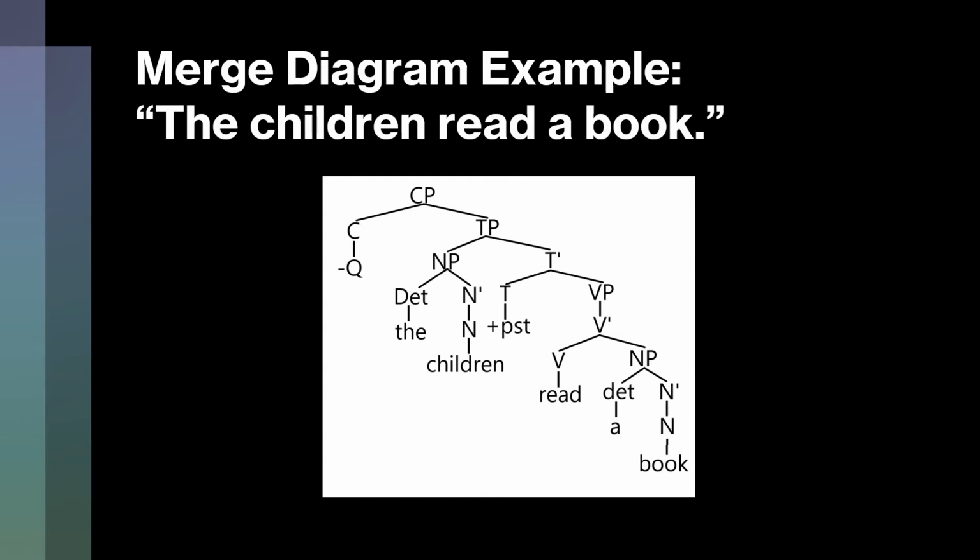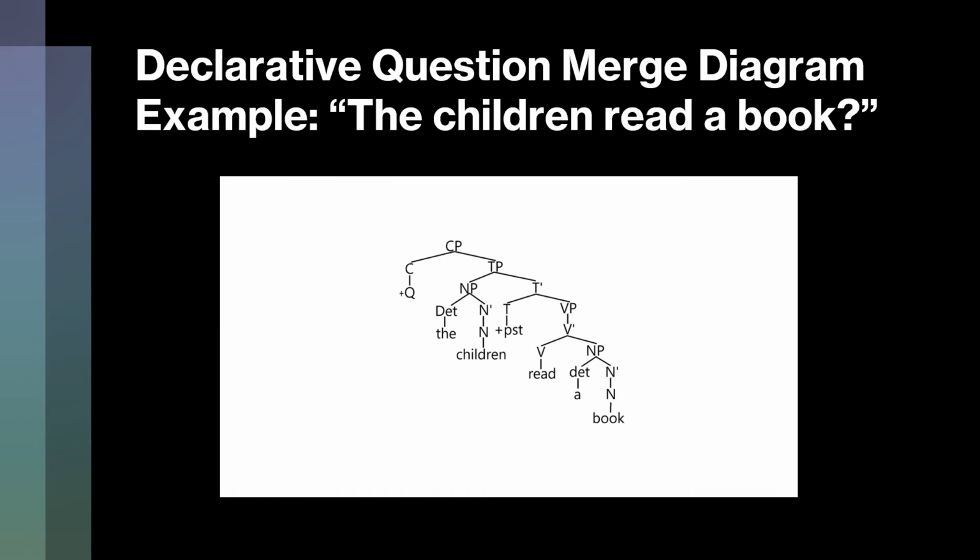Okay, so hopefully you watched the first video or understand syntax sufficiently enough that you could create a diagram like this of a simple declarative sentence like the children read a book. So the children read a book, not a question, it's a declarative sentence, so negative Q. And with our noun phrase and our verb phrase through the tense head, creating the sentence, the children, and then read a book. If you cannot do that, you should go back and watch the first video and do your homework.